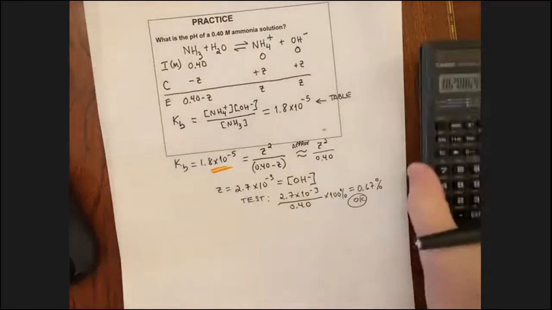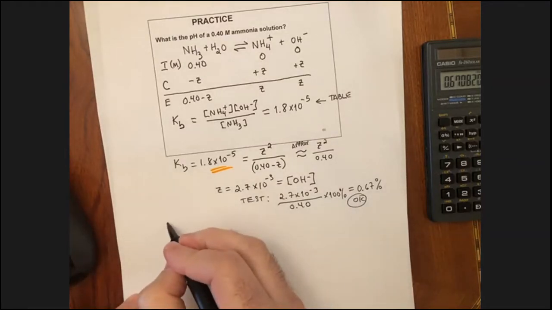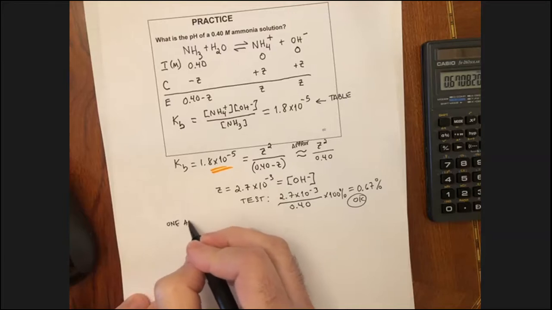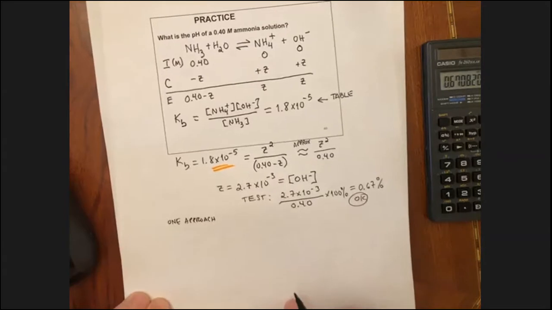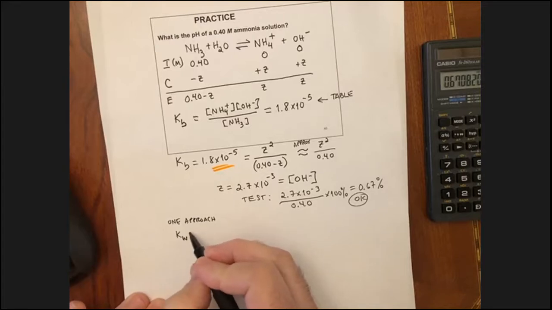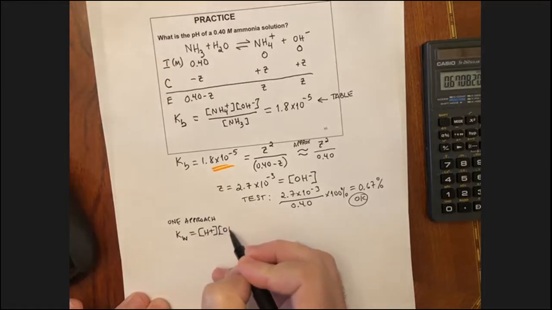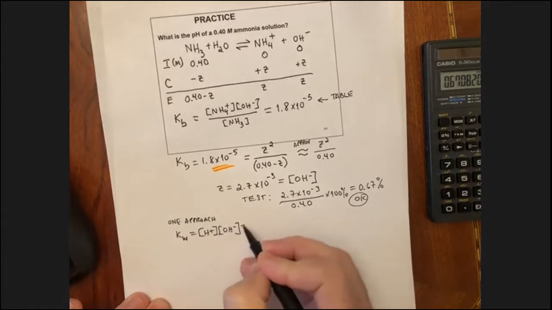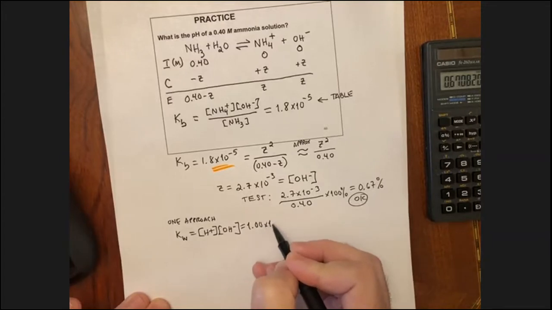Now, how do we get the pH? There are two ways you can go from here. Here is one approach: remember that we had the equilibrium constant that we call Kw, the ion product constant of water, which equals H plus times OH minus, and that equals 1.00 times 10 to the minus 14.